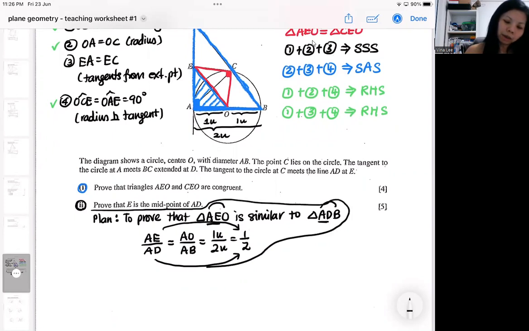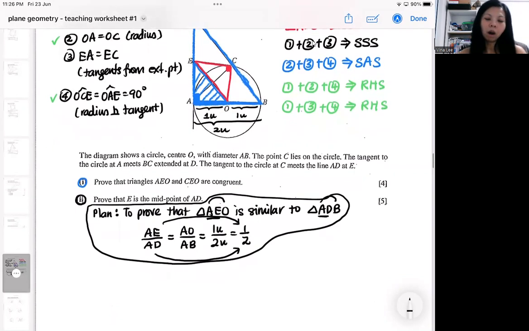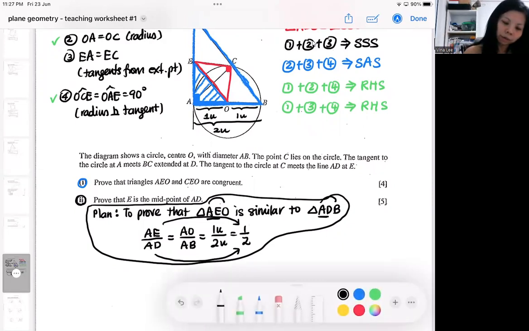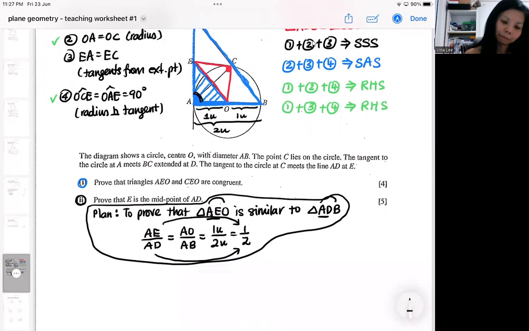So if you take a look, this is the plan. With the plan, you try to prove similar triangles. If you recall, how will you prove similar triangles? Similar triangles cannot be proved by the 5 congruency tests. Most of the time we will use AA or AAA to prove similar triangles. So now we have to look for the angles. We look for the angles in the small blue triangle and the big blue triangle. If you observe carefully, you will realize that EAO is actually a common angle.